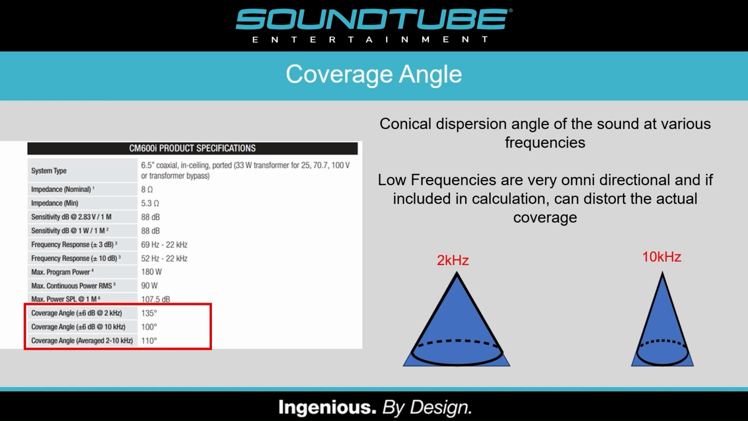Coverage is frequency dependent, so there are values given at different frequencies, and an average between certain frequency ranges. Because of their size, lower frequencies tend to be more omnidirectional. When they are added to an average, they can make the overall dispersion appear wider. Some applications require very narrow patterns, and others as wide as possible. There is no single correct pattern that applies for all sound systems.